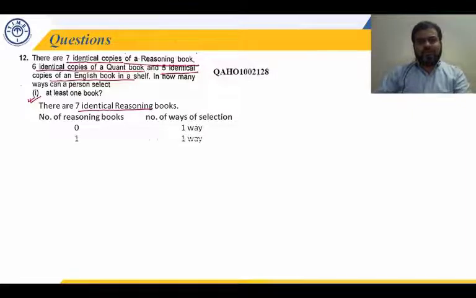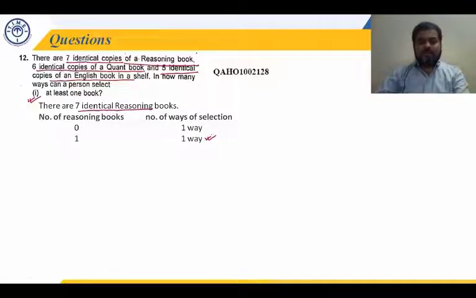If I have to select one reasoning book, then there is only one way. Here you will notice the difference. Had all the 7 books been different, then selecting one book out of 7 different books, the number of ways would have been 7C1, which is 7 ways, because selecting one book is different from selecting the other book. But in this case, all the 7 books are identical, so it does not make any difference which book you have selected. So there is only one way of selecting one book here.